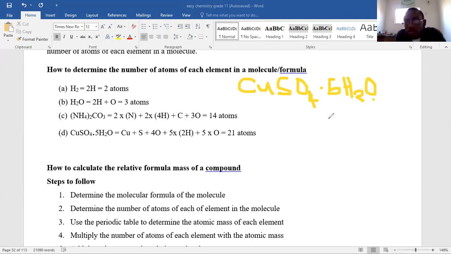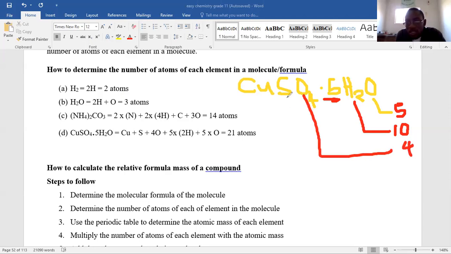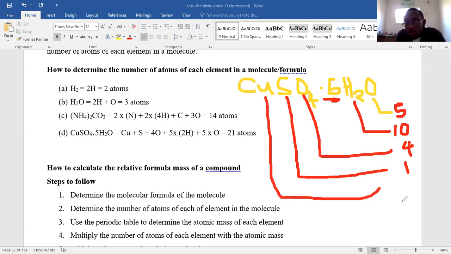How many oxygens do we have? There's a 5 in front, meaning this 5 affects everything in the water part. Therefore, you're going to have 5 oxygens. Then 5 times 2 hydrogens becomes 10. Then in the sulfate, we have 4 oxygens, 1 sulfur, and 1 copper. So add: 10 plus 5 is 15, plus 4 is 19, then 20, 21. You have a total of 21 atoms in hydrated copper(II) sulfate.